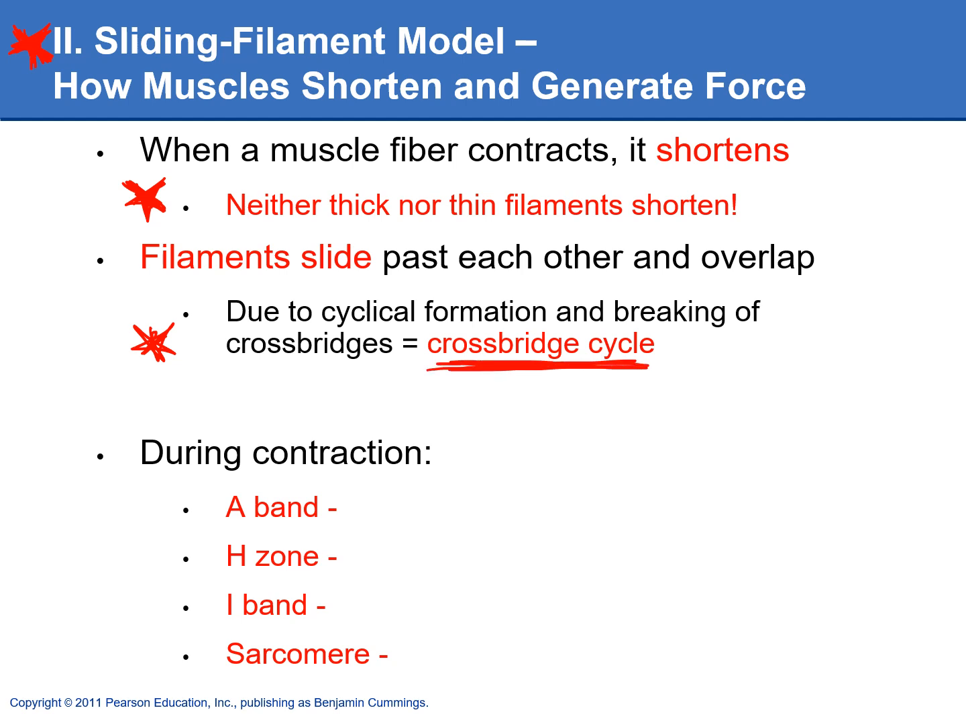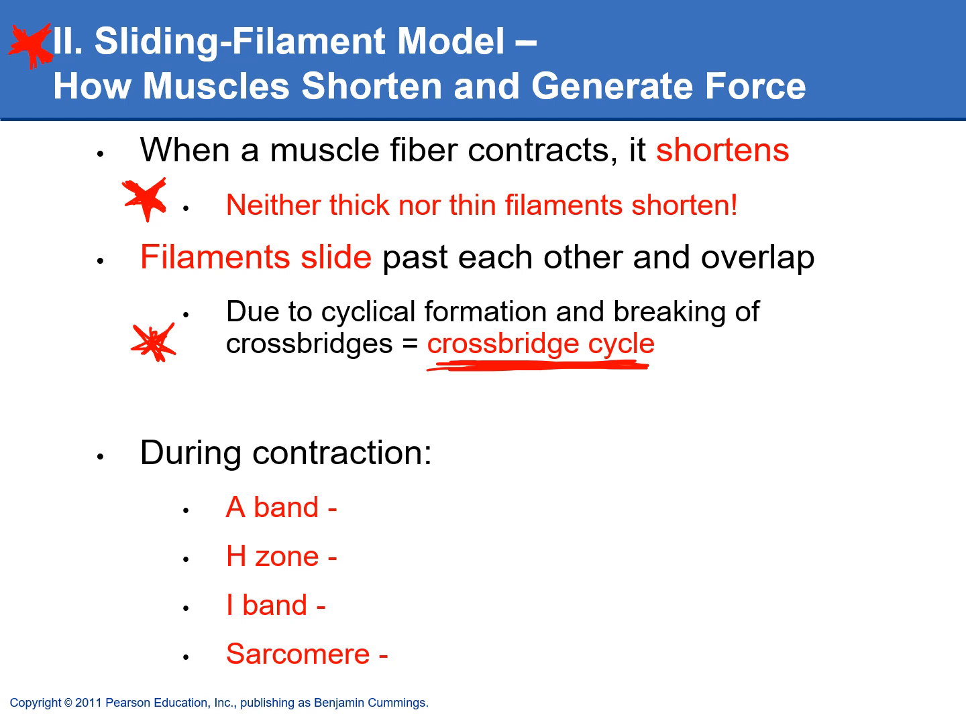So we're going to go over that in a minute, and that's really important to know as well. So you need to know the sliding filament model, which is just saying that the thin filaments slide over the top of the thick filaments, and that's what causes the muscle to contract and shorten. And that is due to this cross-bridge cycle. That's what makes the thin filaments slide over the thick filaments.